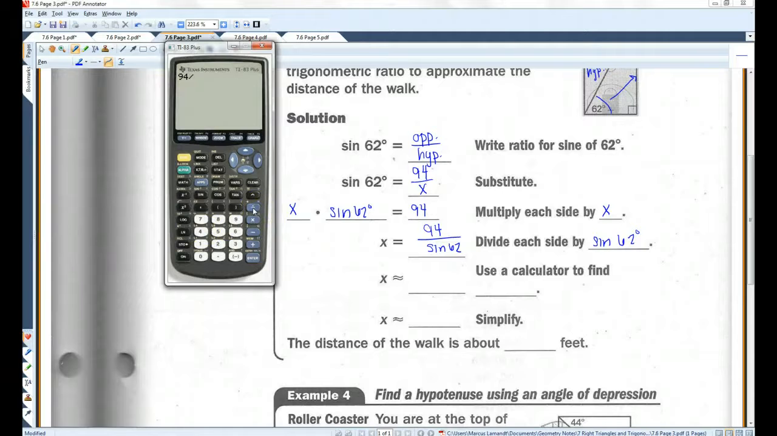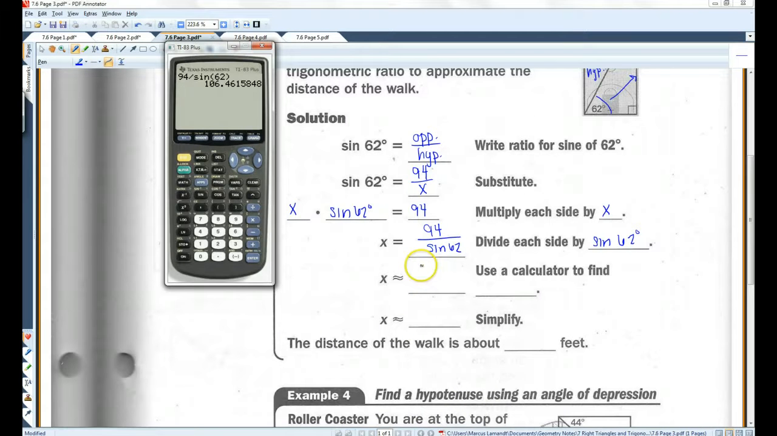94 divided by sine of, oh, you know what, before I do this, make sure you are in degrees. Very important. Okay. 94 divided by sine of 62. 106, 0.46.